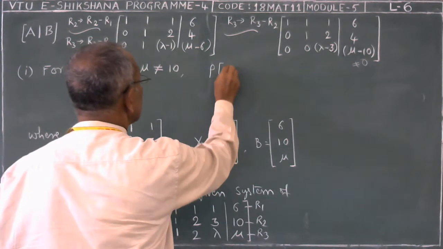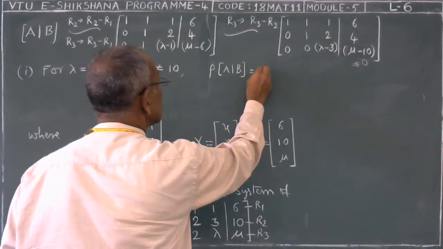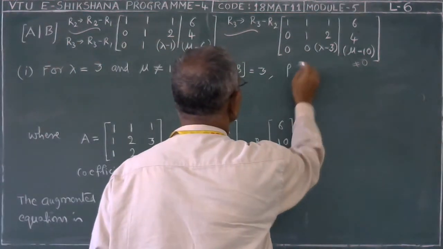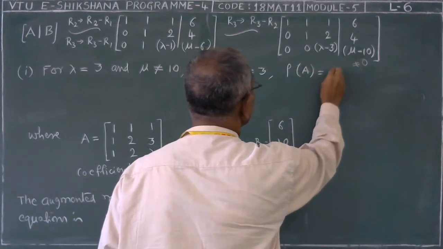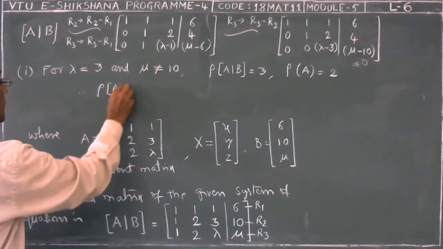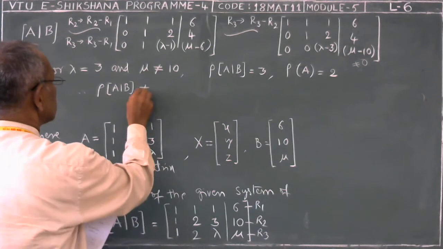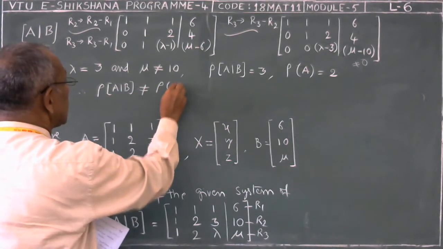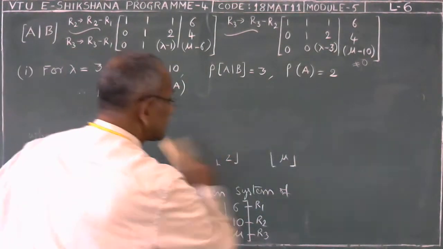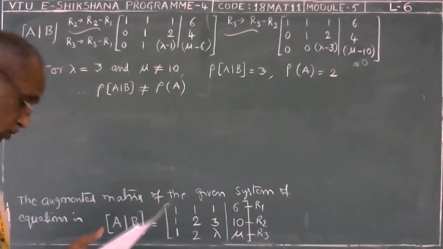The rank of the augmented matrix is equal to 3 because mu is not equal to 10, and the rank of the coefficient matrix A is 2. Therefore, the rank of the augmented matrix is not equal to the rank of the coefficient matrix. Hence, the given system of equations is, in this case, inconsistent and hence has no solution.